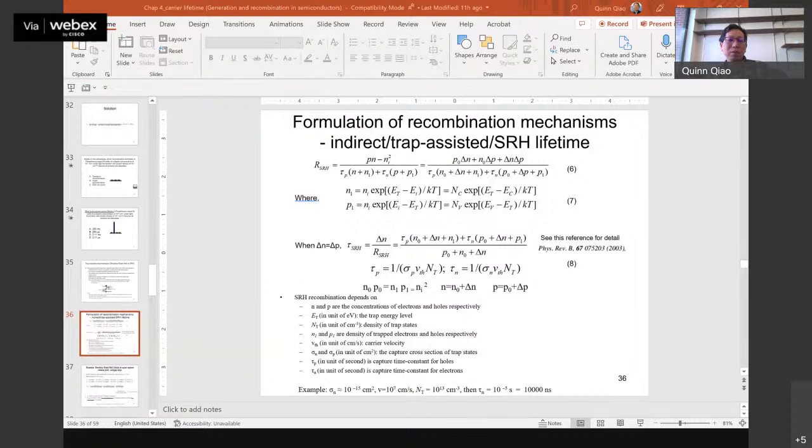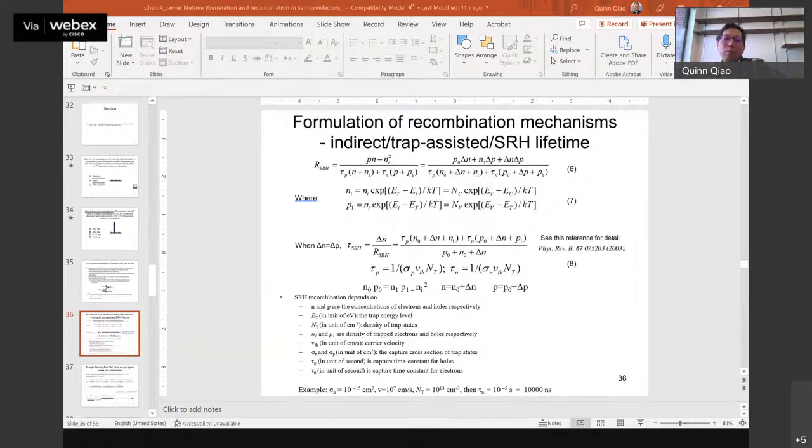Yes, this SRH recombination equation we are trying to use, but here p and n are totally dependent upon the excess carriers that we generate. It is a position dependent parameter. At the different depth, the excess carrier generation will be different, so it will impact the result.